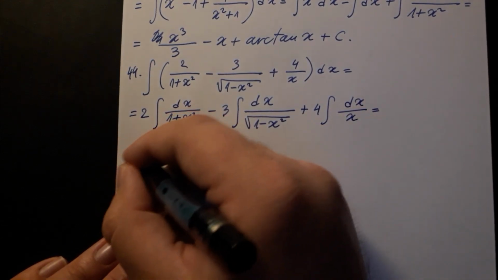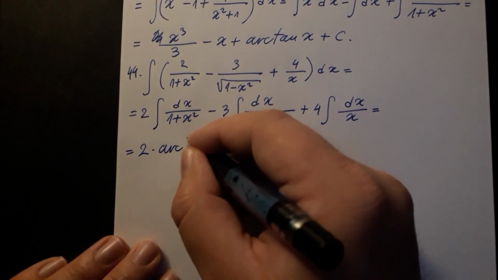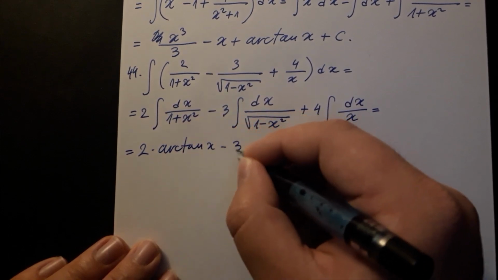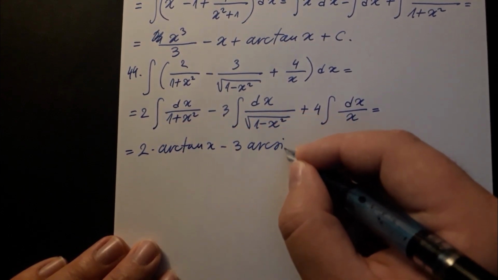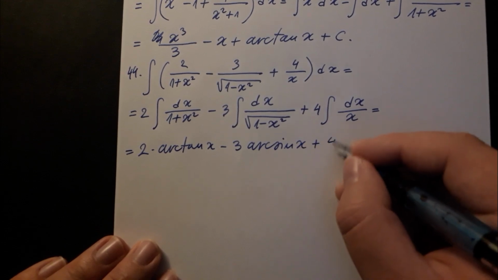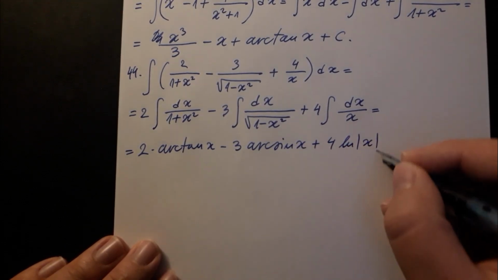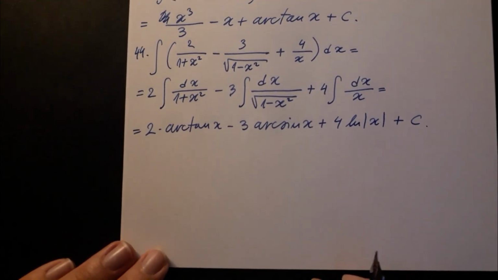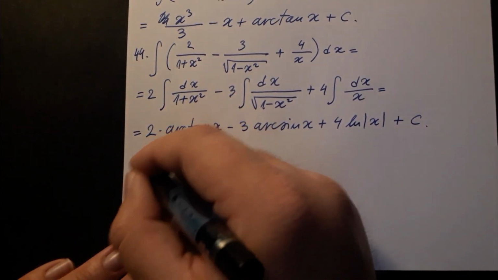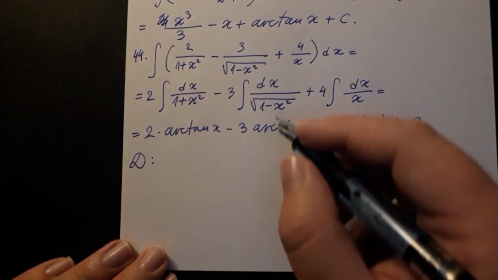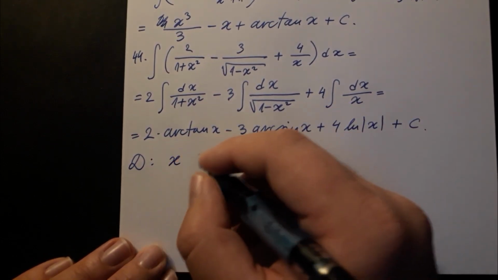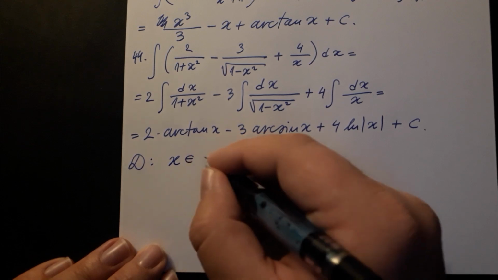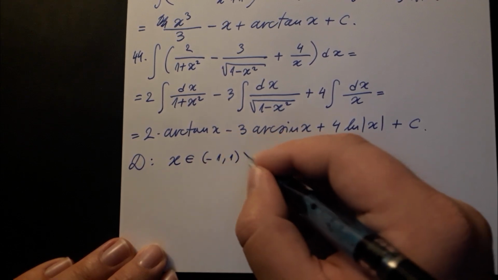And this is equal to 2 times arctan of x minus 3 arcsin of x plus 4 times ln of absolute value of x and plus an arbitrary constant c. Now, the area in which this integral is defined is for all x's that are from -1 to 1 without the dot 0.